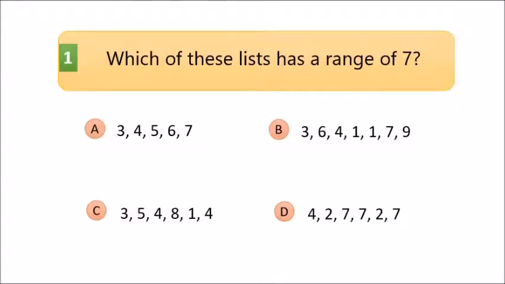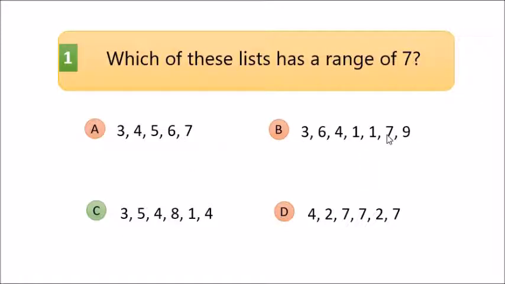Question 1. Which of these lists has a range of 7? So the answer to this is C. The range is the difference between the largest and the smallest value in the list. The first list goes up to 7, but the lowest number is a 3. Therefore, the range of this list is 4. 7 take away 3 is 4.